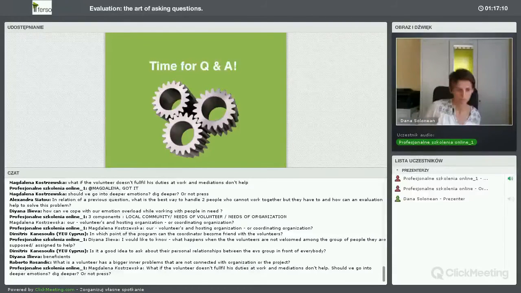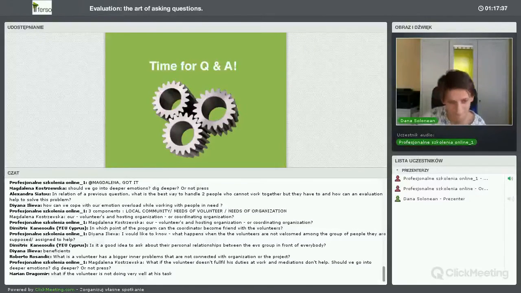Okay, next question is from Magdalena, and this question opened more questions. So Magdalena is asking, what if the volunteer doesn't fulfill his duties at work and mediation doesn't help? Should we go into deeper emotions, dig deeper, or not press? And then other participants ask more questions to that situation. So what do you think about that?